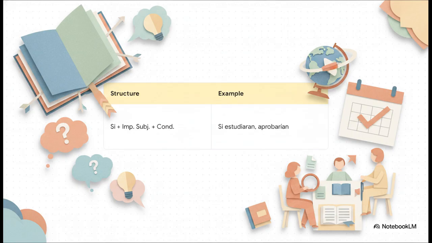studying right now. Exactly. Oh, and just a really quick aside, there actually is a third category for impossible past situations, like if I had known, but we're keeping our focus strictly on categories 1 and 2 for this explainer.